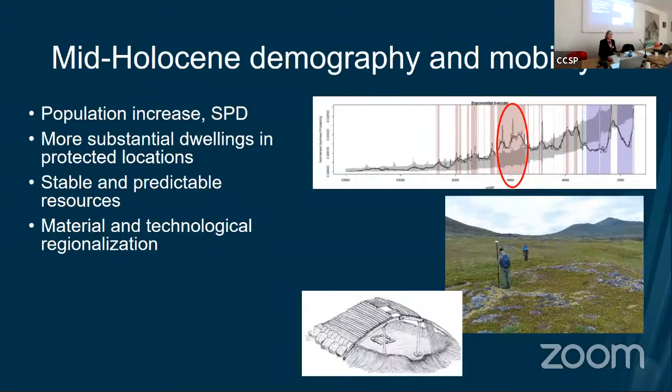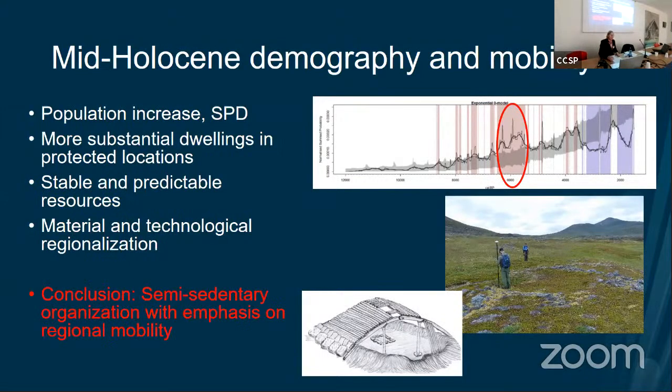And we also see that where in the early Holocene it was the same type of material culture over large distances, now it has become more regional. So regionalization in material and technology again suggests that we are now dealing with a semi-sedentary organization and settlement system, with much more emphasis on regional mobility rather than long-distance mobility.